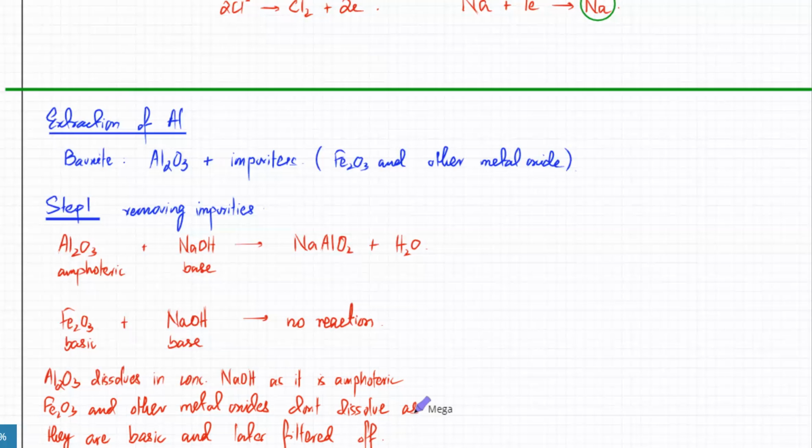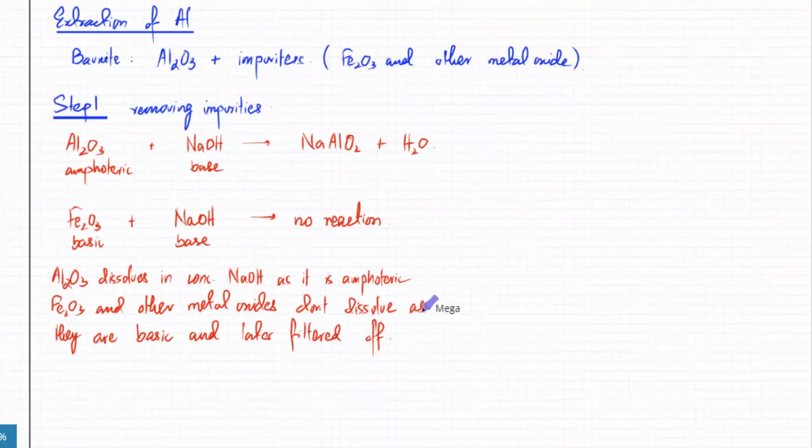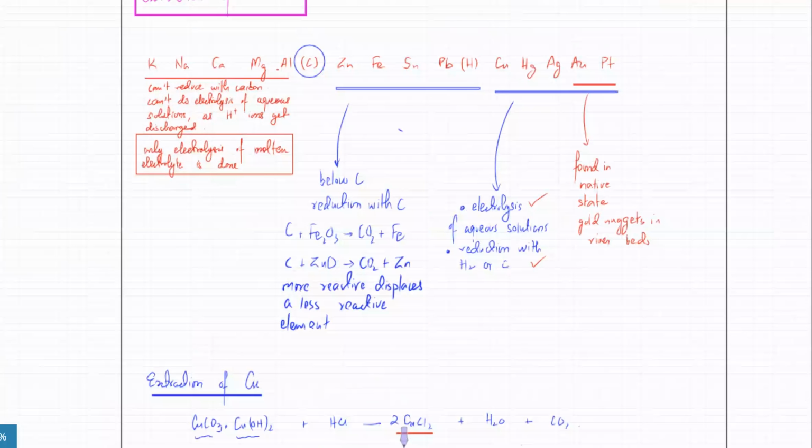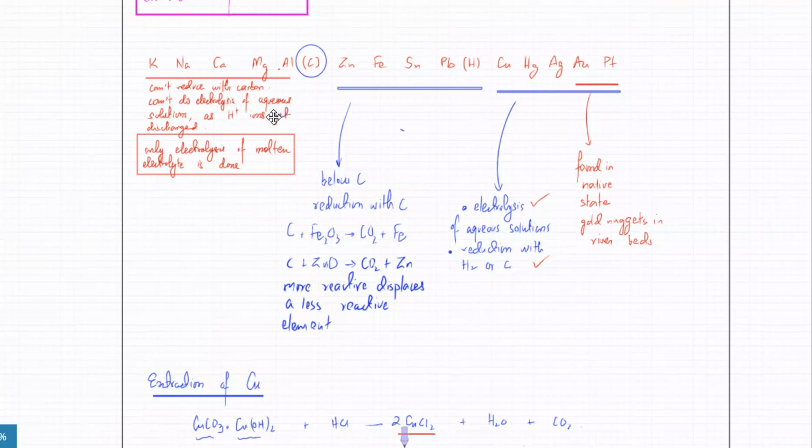ठीक है, is this clear? ये पहला step है, step number 1, and that is removing impurities. So ये clear step number 1 के, Al2O3 has to be dissolved, because you can't reduce it using carbon. Aluminium, Na, etc. तो उनका molten का electrolysis. And how do you dissolve Al2O3? The other metal oxides are not going to dissolve because they are basic, whereas Al2O3 is amphoteric.